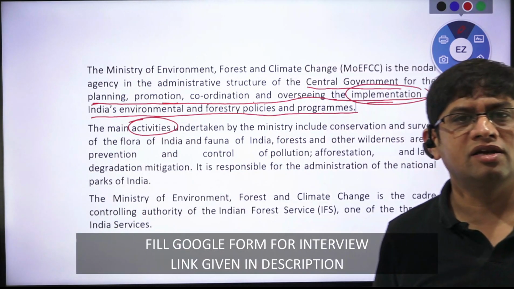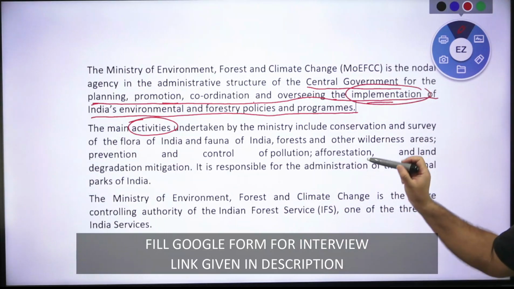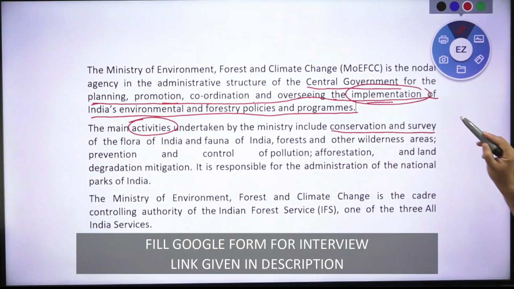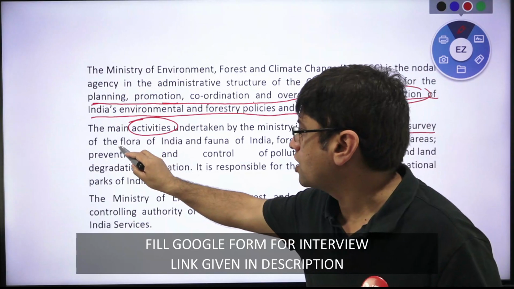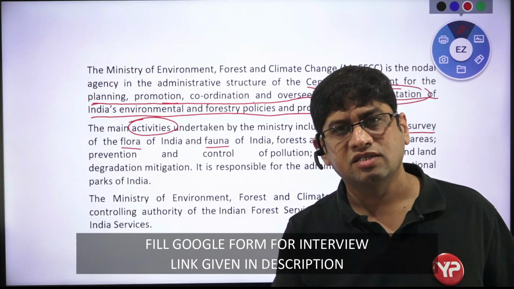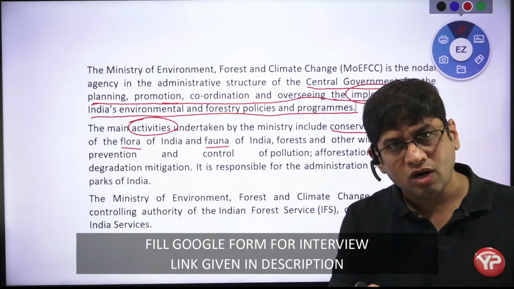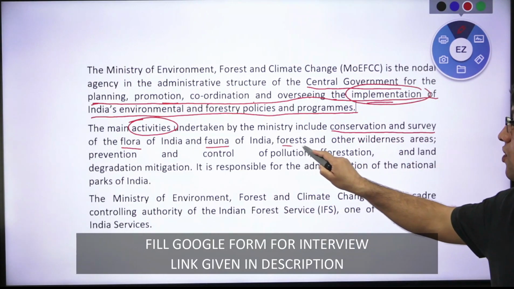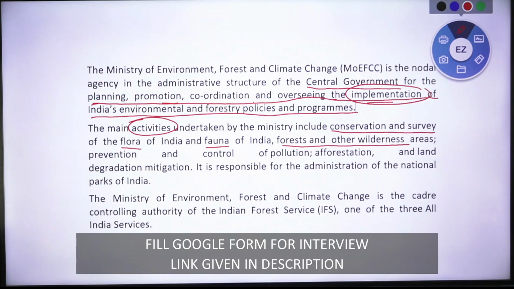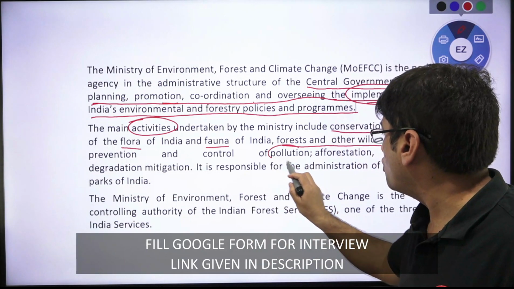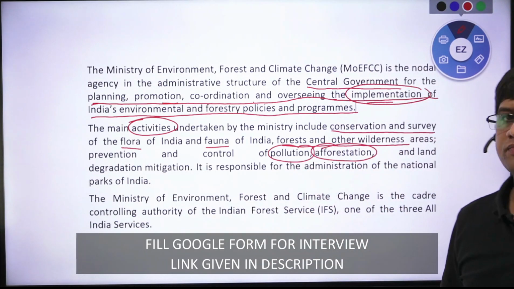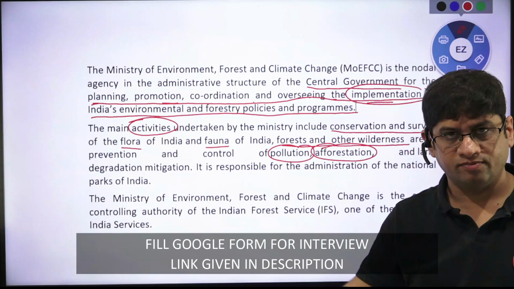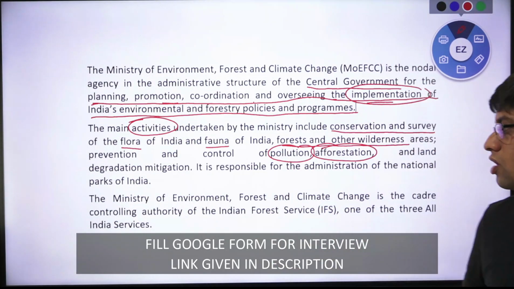What are the main activities or functions? That was the main topic given. The answer is conservation and survey of flora and fauna. You know what is flora and fauna? Vegetation and animals. So animals also come in that, vegetation also comes in that. Flora and fauna of India, forest and other wilderness areas, prevention and control of pollution. Afforestation. Afforestation means जंगल लगाना. Deforestation means उनको काट देना.